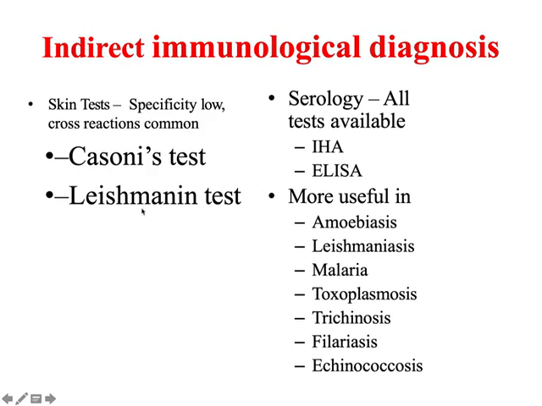Okay. We have some tests called the Casoni test and the Leishmanin test. This is for the skin. You just have to put 1 drop on the skin by scratching it, and you will see the reactions. If there is a reaction, it will be positive, and if there is no reaction, it will be negative. It looks like an allergy reaction on the skin. Serology, you have ELISA, you have IHA, and it's used for amoebiasis, leishmaniasis, malaria, toxoplasmosis, and a lot of filariasis, echinococcus and a lot of parasites.